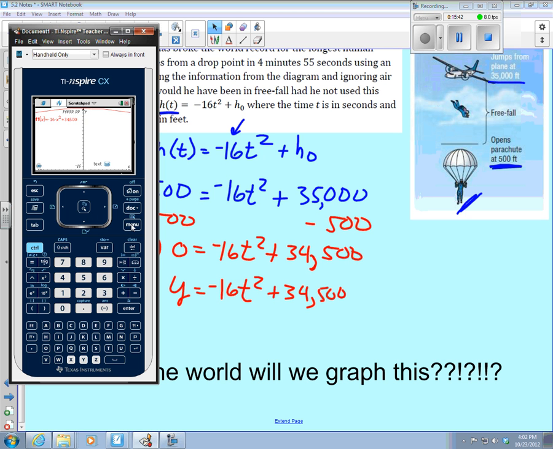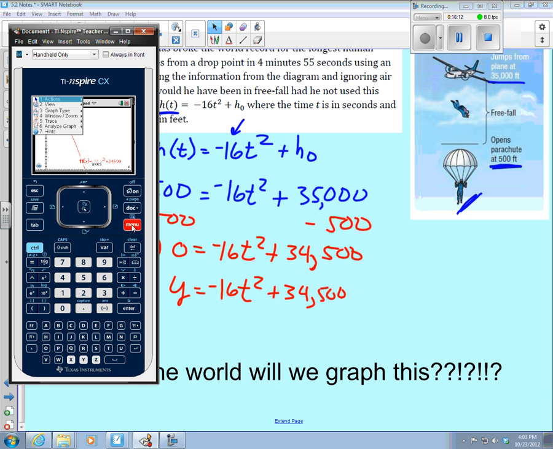Let's go to window again. And we don't care about the negative because we don't care about negative time, we care about positive time. So my X max, I'm gonna guess time, let's go 100. See what happens here. There we go. Now I can see where it crosses the x-axis here.